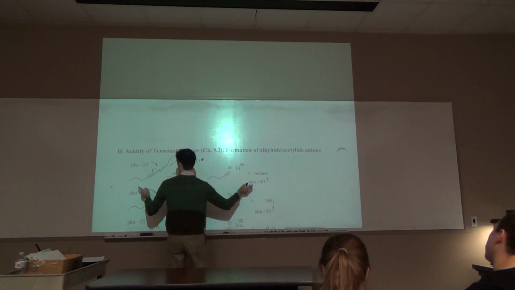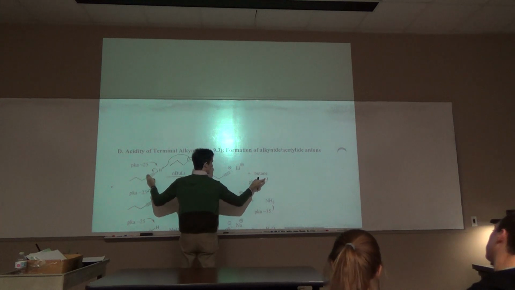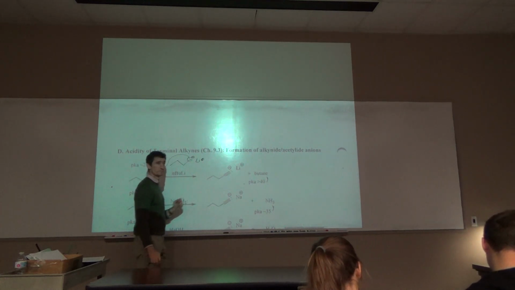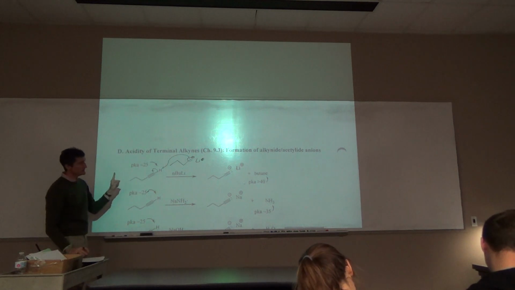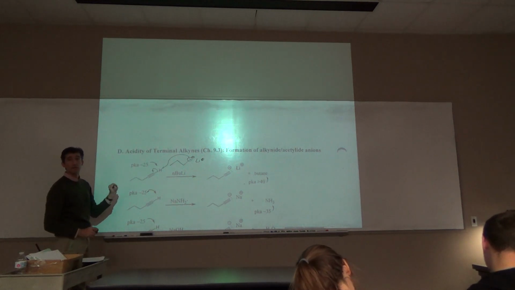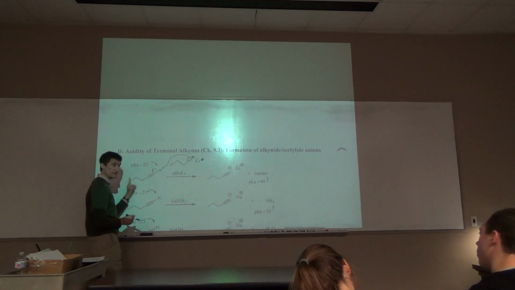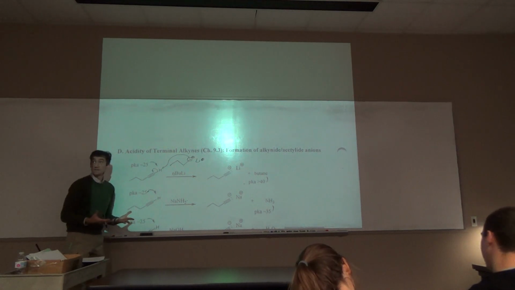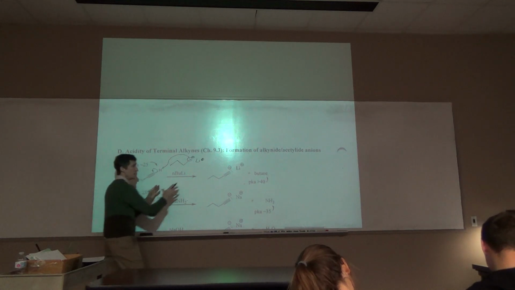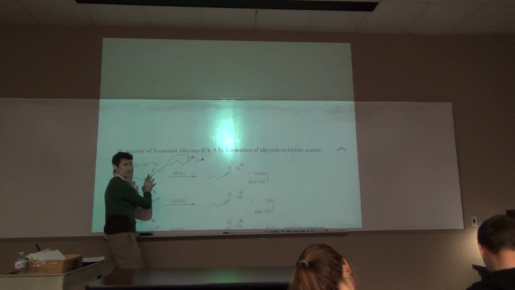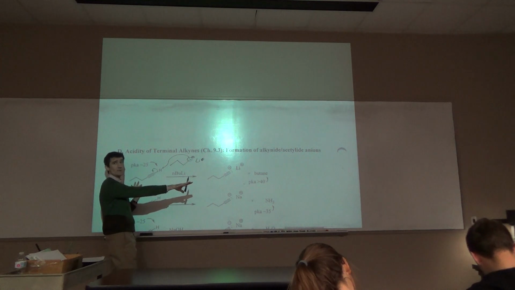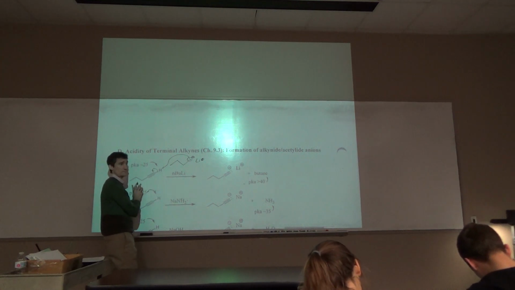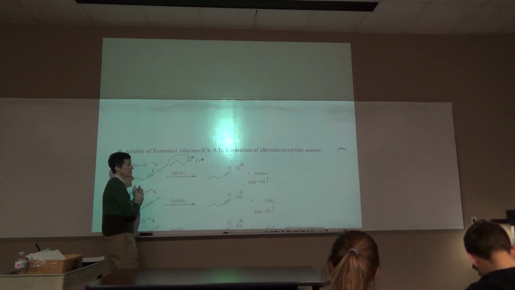Which side's favored? Weaker acid, right? This side's favored. By how much? By at least what? By at least 10 to the 15. That's what, 100 gazillion? So at equilibrium, you got 100 gazillion of these and only one of these. It's pretty much complete. That's 99.9999999%. Pretty much complete.